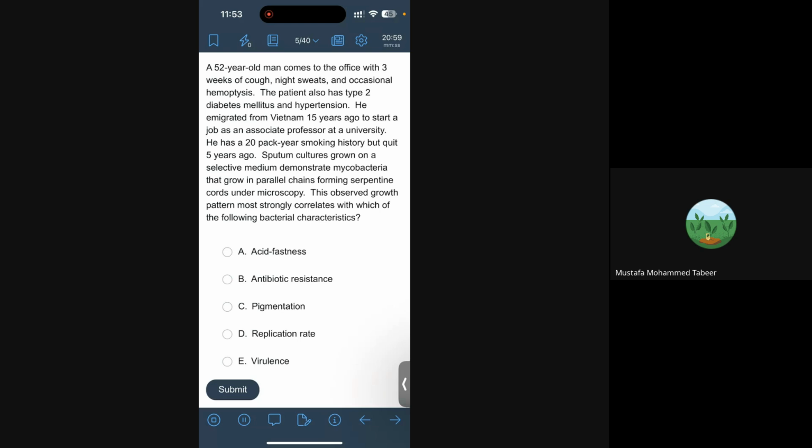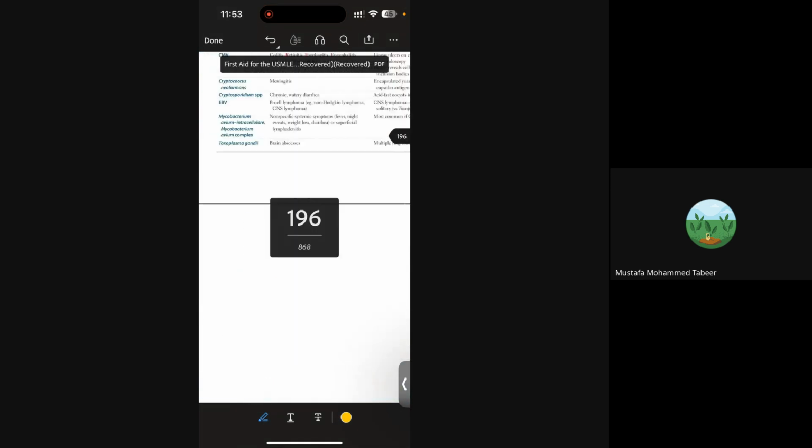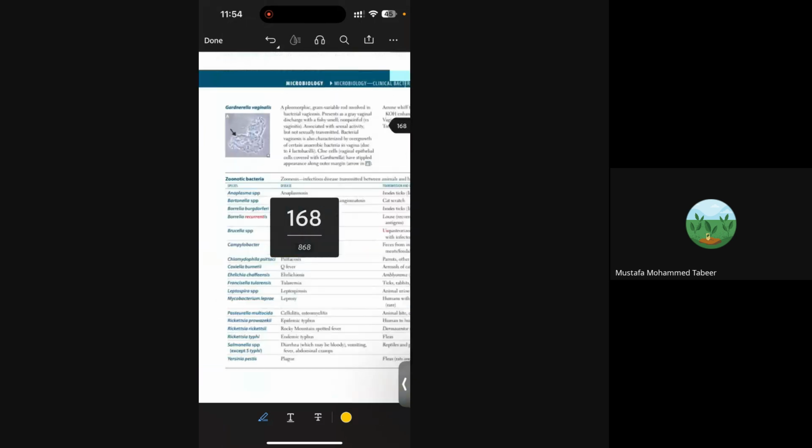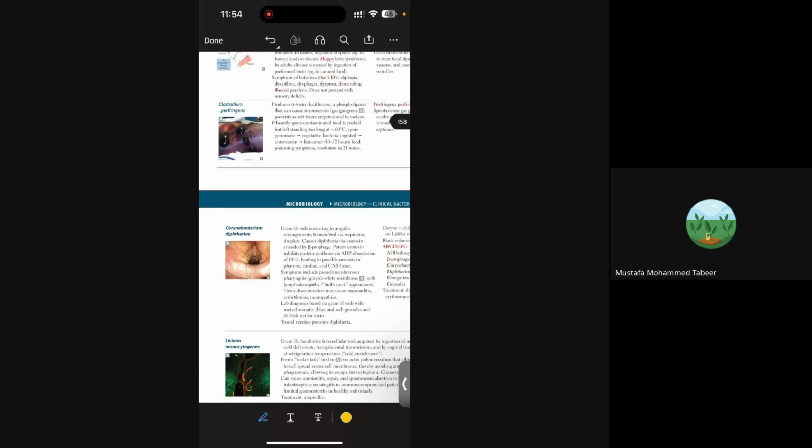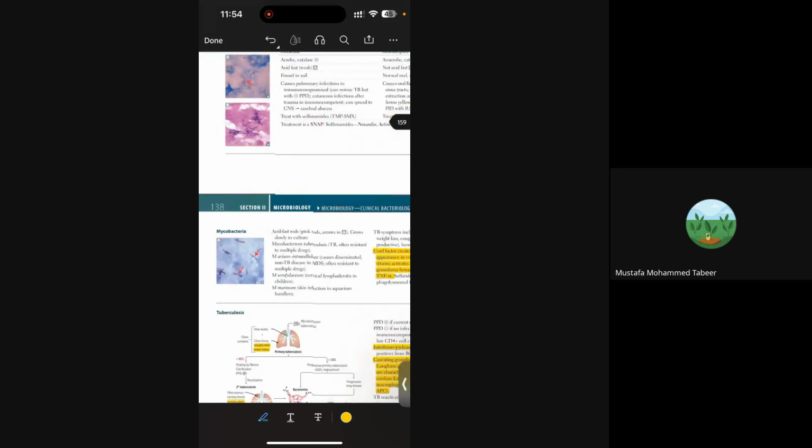This observed growth pattern most strongly correlates with which of the following bacterial characteristics? The serpentine cord is related to what? Is it related to acid fastness, antibiotic resistance, pigmentation, replication rate, or virulence? The diagnosis in our question is tuberculosis, right? And he is asking specifically what is the role of that serpentine cord, which we are seeing under the microscope here. So mycobacteria.